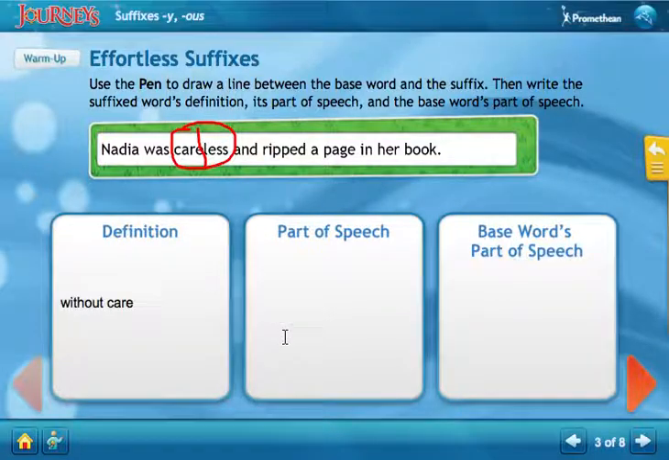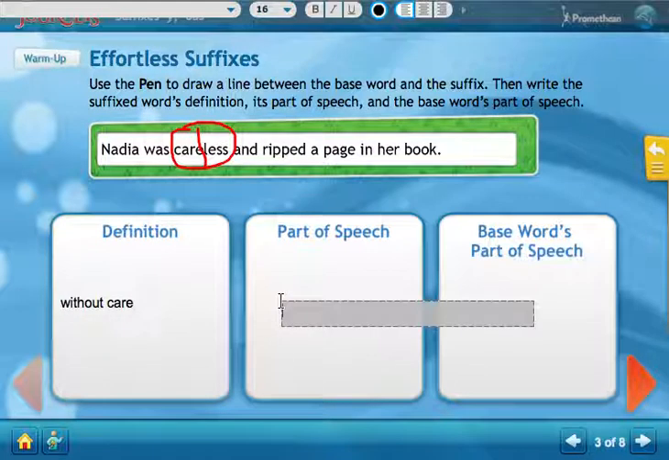What's the part of speech for the word careless? Part of speech would be a noun, verb, adjective, adverb. Those are parts of speech. Actually, careless is an adjective. Remember, an adjective describes a noun. In this case, Nadia was careless. Who was careless? Nadia was. So the adjective is describing Nadia.